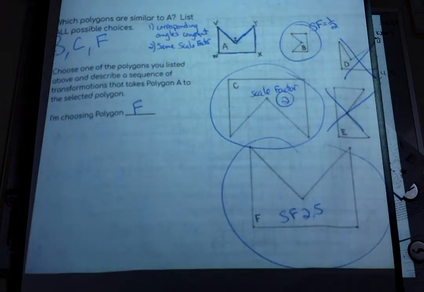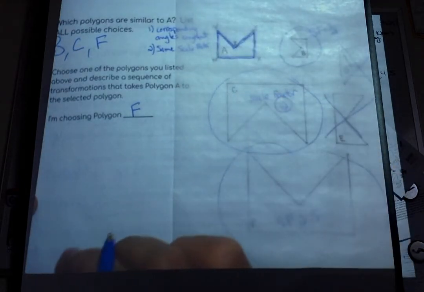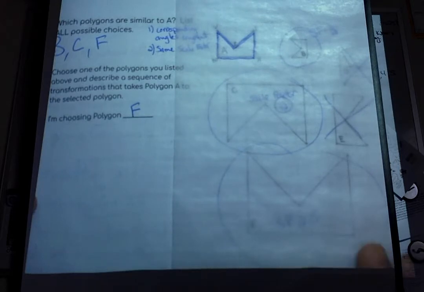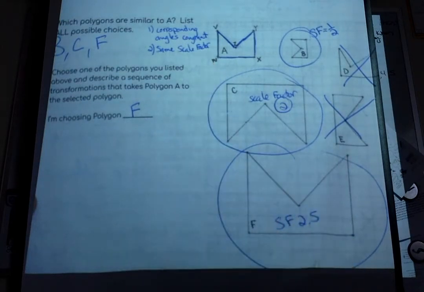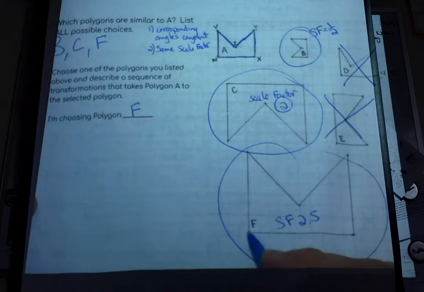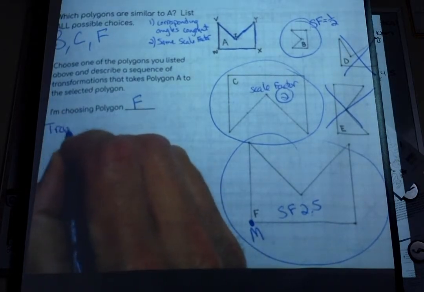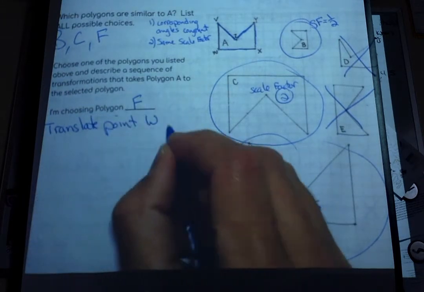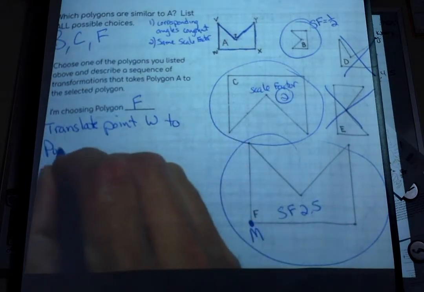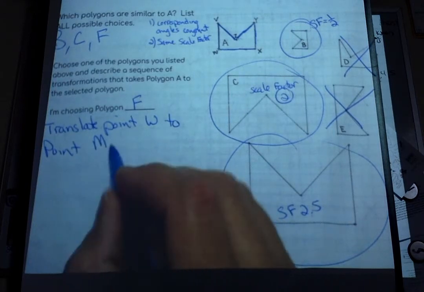So the first thing that I want to do, so I have my tracing paper. And what I'm going to first do is I'm going to translate point W. So if we look point W, and I want to translate it all the way down. And I'm going to put a letter here to make it easy. I'm going to pick letter M. So what I'm going to write is I'm going to translate point W to point F, which would be down.